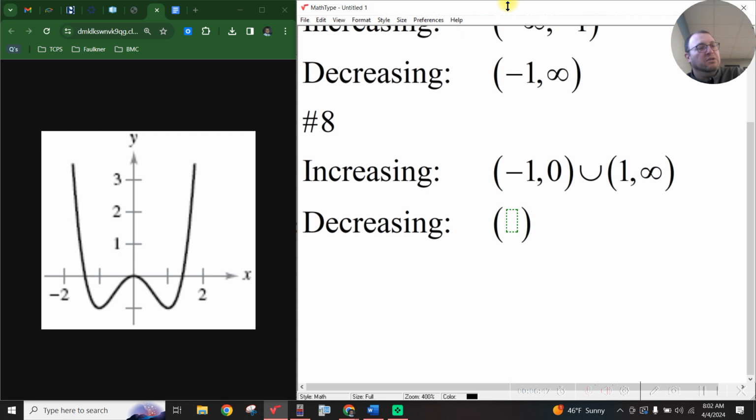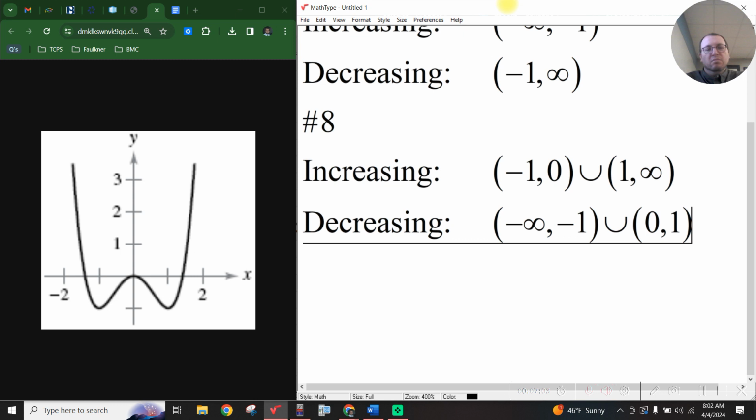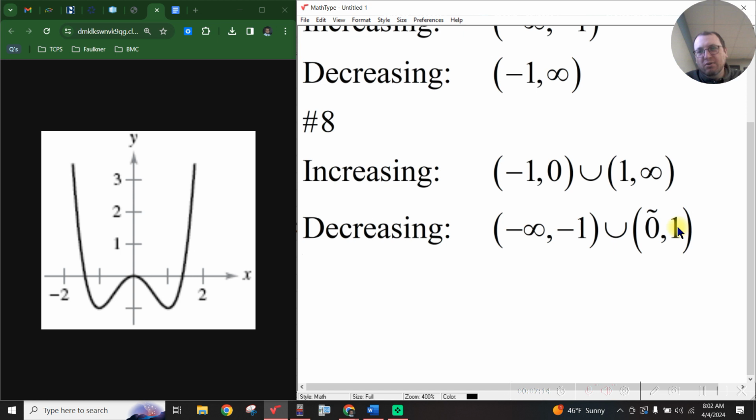Where is it decreasing? You got there. Oh, yeah, I did forget that. That is zero, and one, and union.